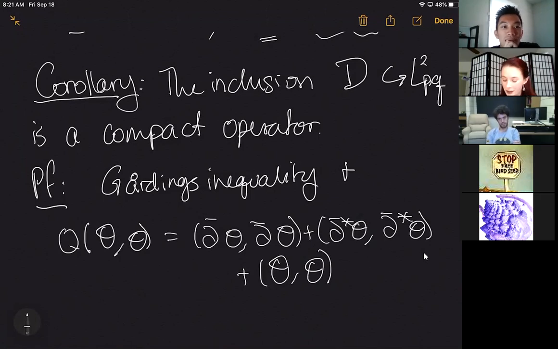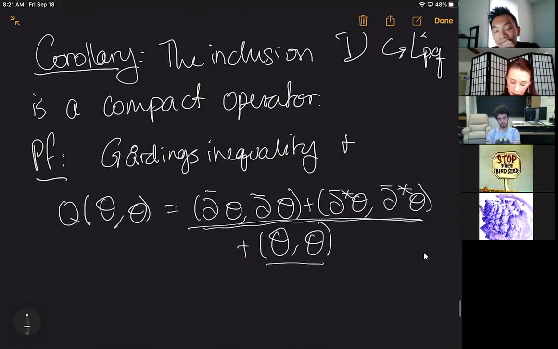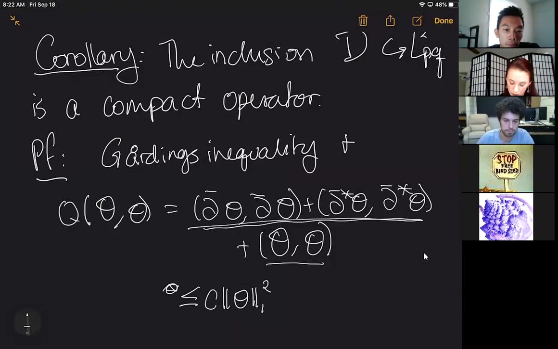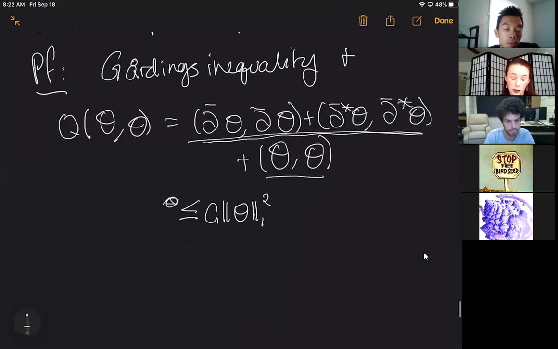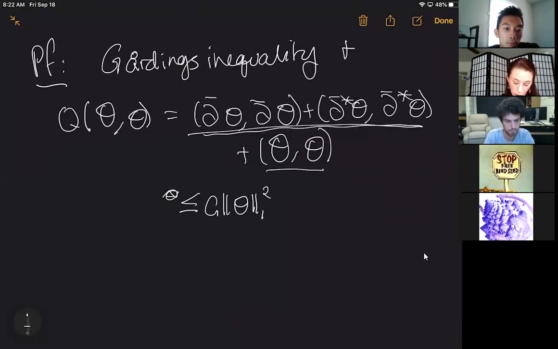This is true for smooth forms. The point that I'm trying to make is that these all involve either no derivatives or a derivative of order 1. And so just by that, this is going to be bounded by the Sobolev 1 norm up to some constant C1. So what this tells us is actually the norms defined by this Q norm and the Sobolev 1 norm are equivalent, and their Hilbert spaces are equivalent.